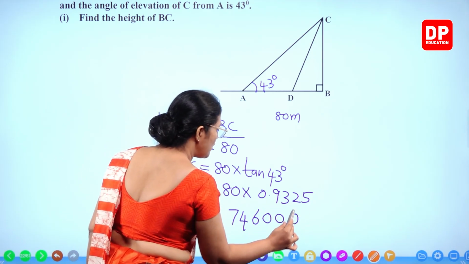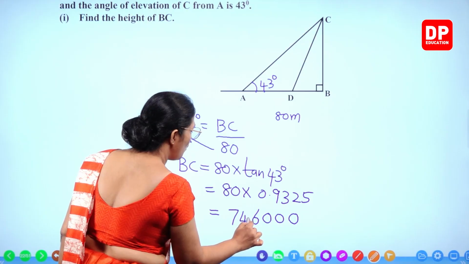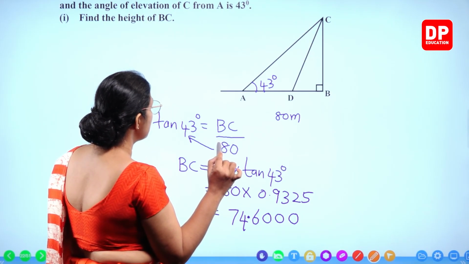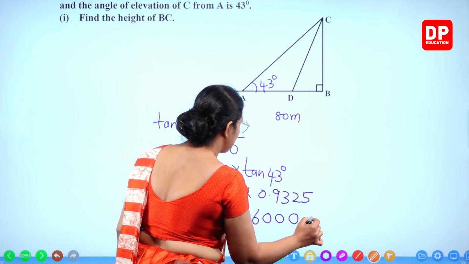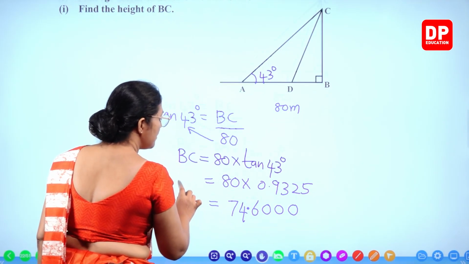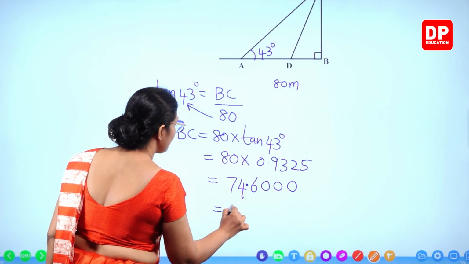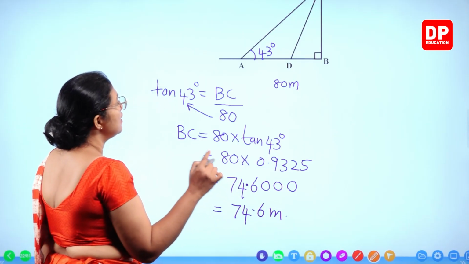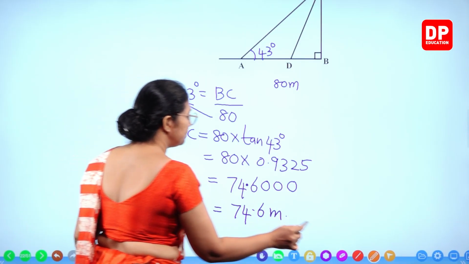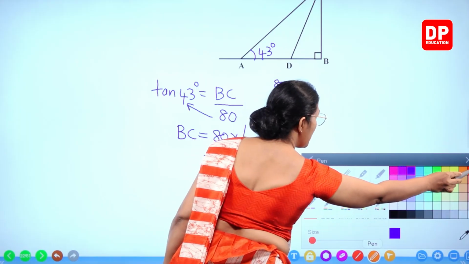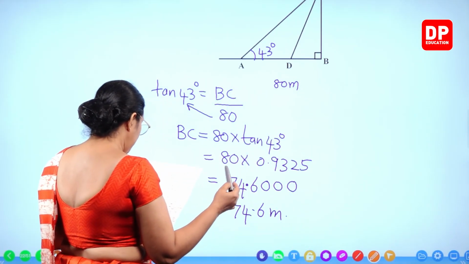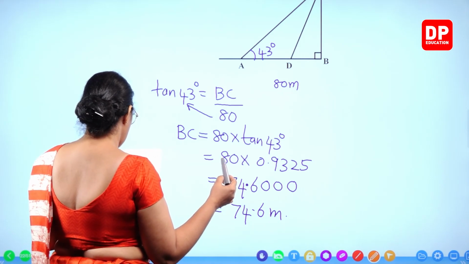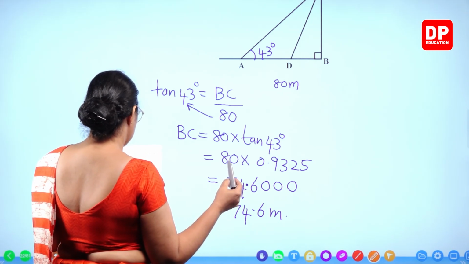And then you have to keep 4 decimal places. 1, 2, 3, 4. So what's the BC length? 74.6 meters. So I can rewrite this. 74.6 meters is the height of BC. So how many marks for that part? You are getting 3 marks for that part.